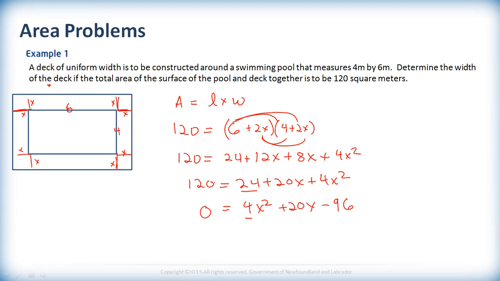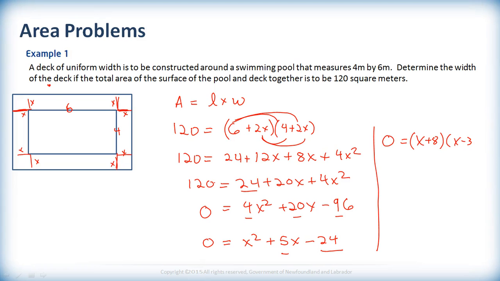Let's see if we can factor. Well, there's definitely a common factor of 4 there. So we've got 0 equals x squared plus 5x, and then let's see, 96 divided by 4 looks like 24. And let's see if there's two factors of negative 24 that are going to add up to 5. I'd say 3 and 8 are good candidates. Hey, look at that. We got lucky. We got one that factors. So it's going to be x plus 8 and x minus 3.